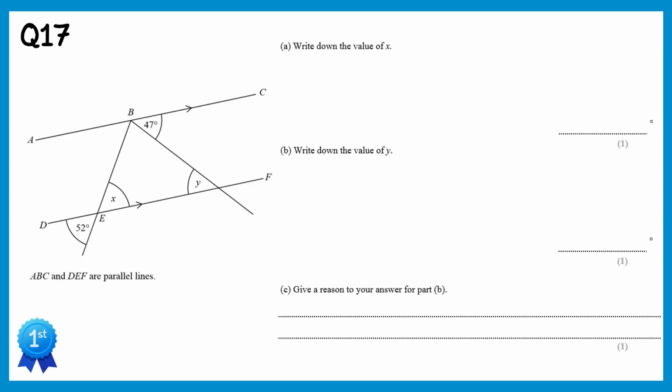To find the value of x, I'm going to draw on these two lines here. You should notice now that x is vertically opposite to the 52, therefore it is also 52. To find the value of y, I'm going to draw some more lines, like this. This tells us that y is also 47. When you have a Z shape like this, we say the angles are alternate angles. So the reason we would give is alternate angles are equal.